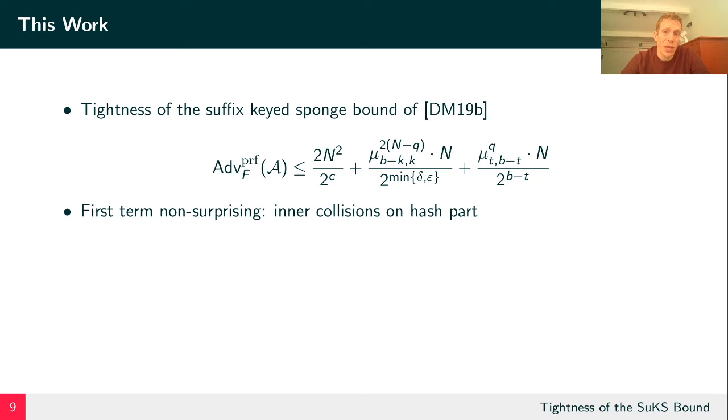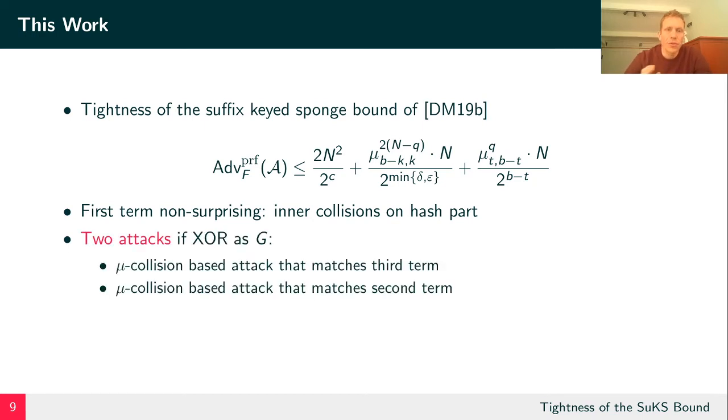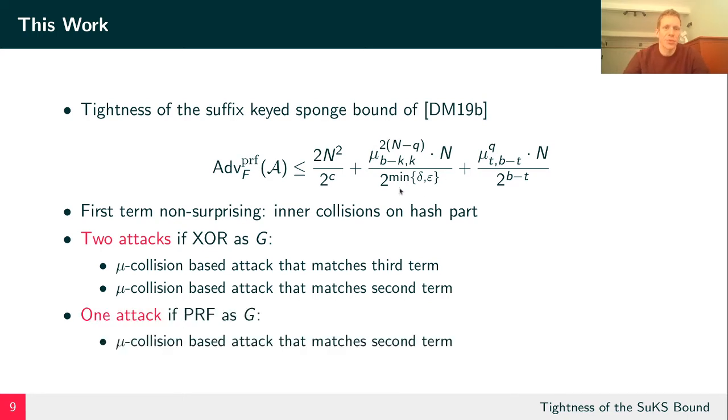And in this work, we investigate the tightness of these terms by mounting attacks. First, we look at the case where we take the XOR as G and we derive two attacks. One is a multi-collision attack that matches the third term, and one is a multi-collision attack that matches the second term. Then we look at a general case where we have a PRF as G, and we mount a multi-collision based attack that matches the second term, noting that the third term is kind of independent of the function G. It doesn't use G.